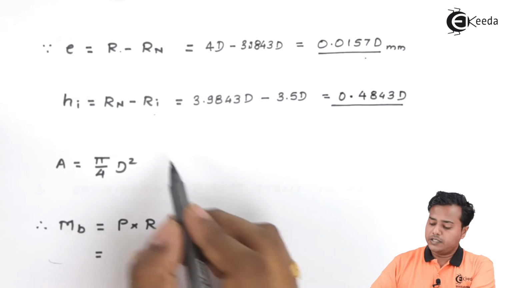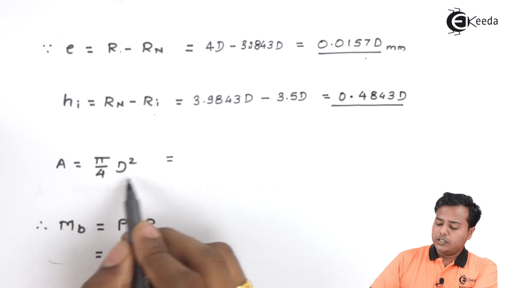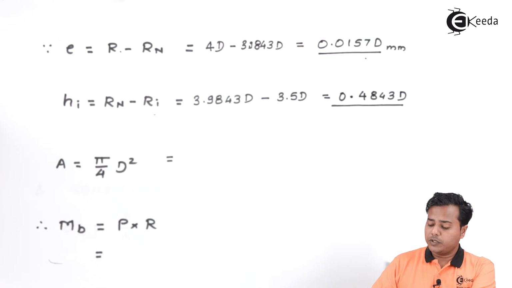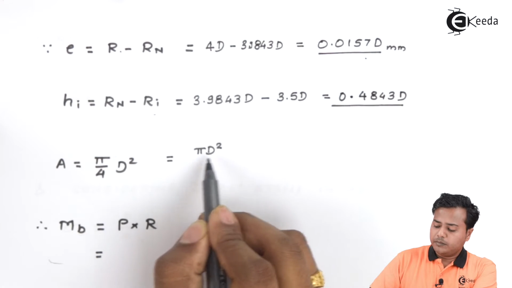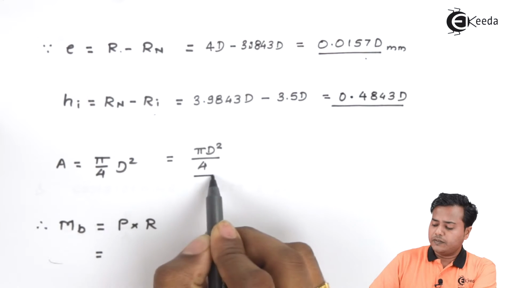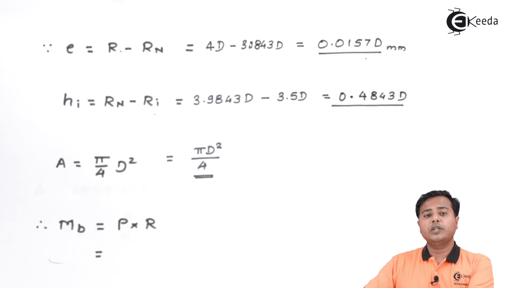Last but not the least is the area of cross section. We know that the area of cross section of this particular thing is pi d square by 4 itself. Using all of these parameters, let's move ahead for the design aspect.